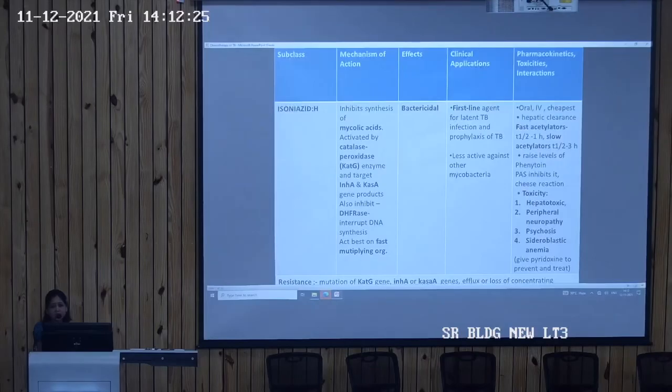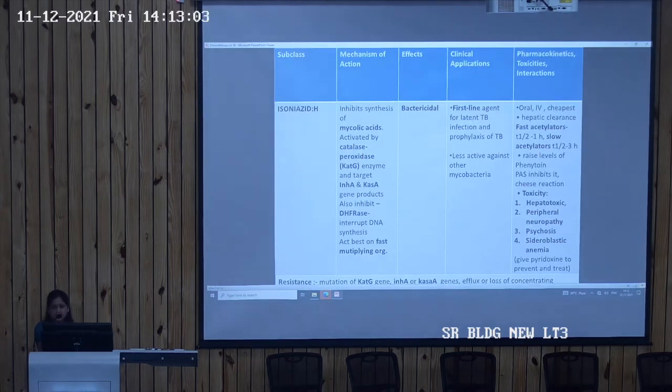Mechanism of action: it gets converted in the bacteria with the help of catalase peroxidase, which is coded by the KatG gene. If there is resistance to KatG, that causes a high level of isoniazid resistance. So with high level isoniazid resistance, you cannot use isoniazid even in high dose. In low level isoniazid resistance, which can occur with InhA or KasA, which help in coding the enzyme that helps in mycolic acid synthesis.